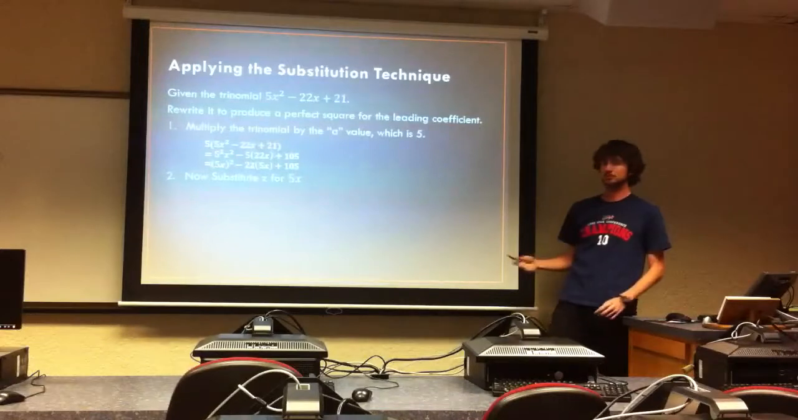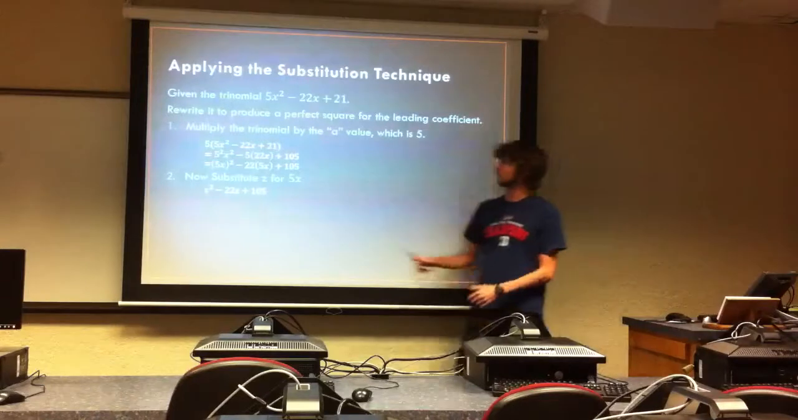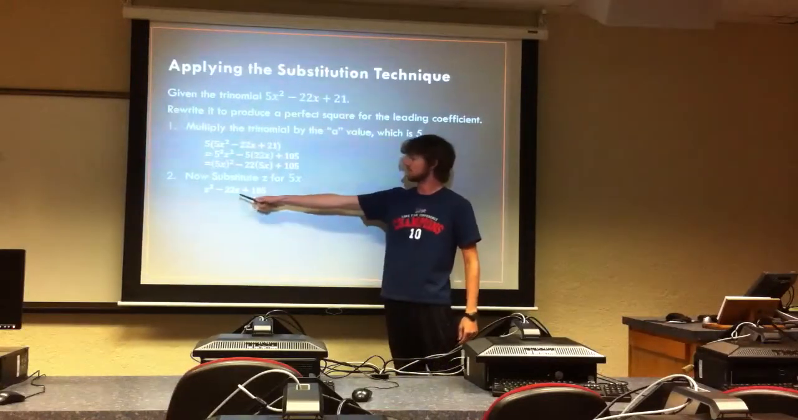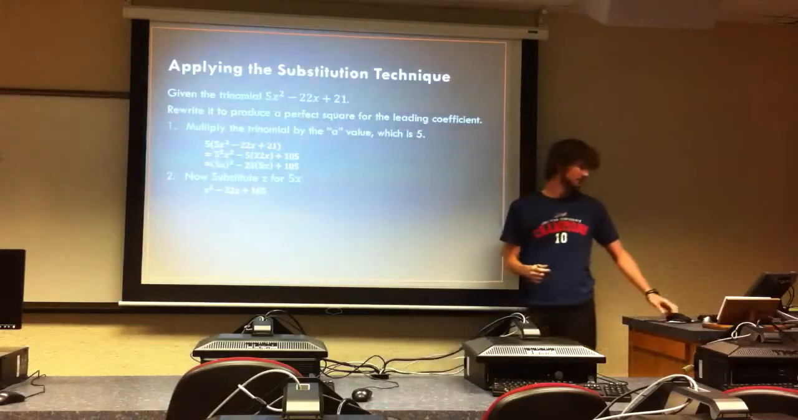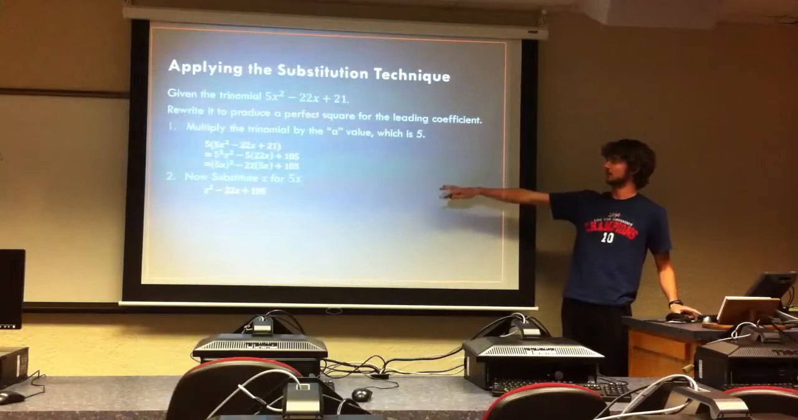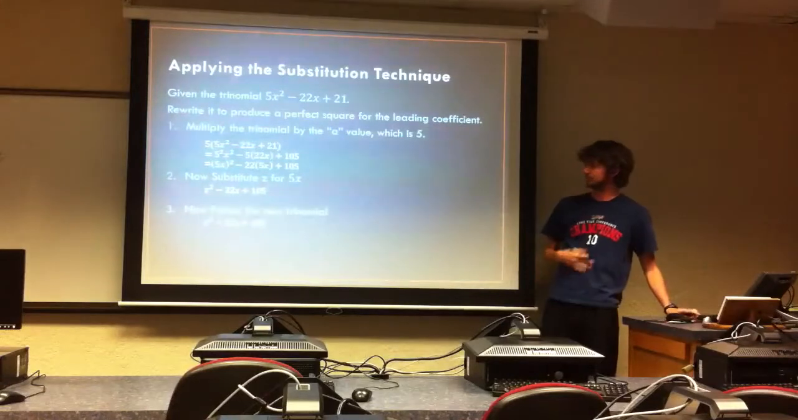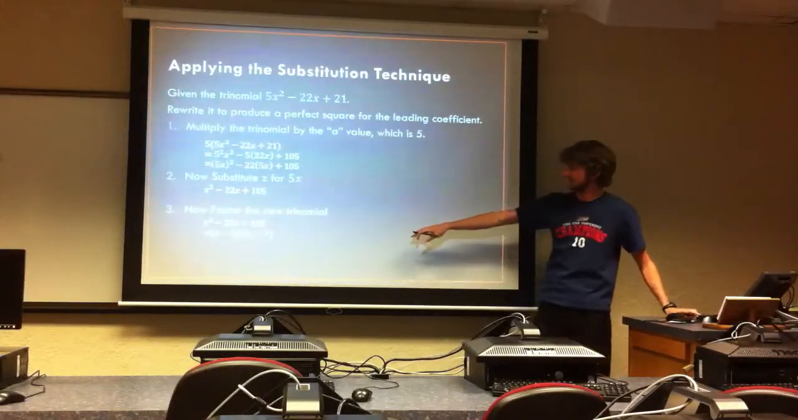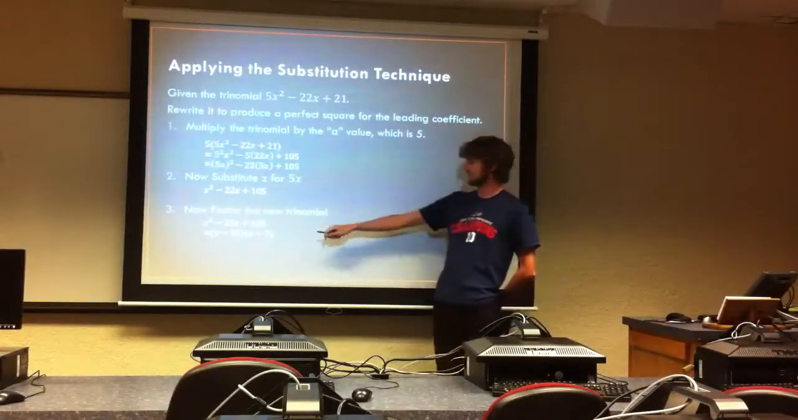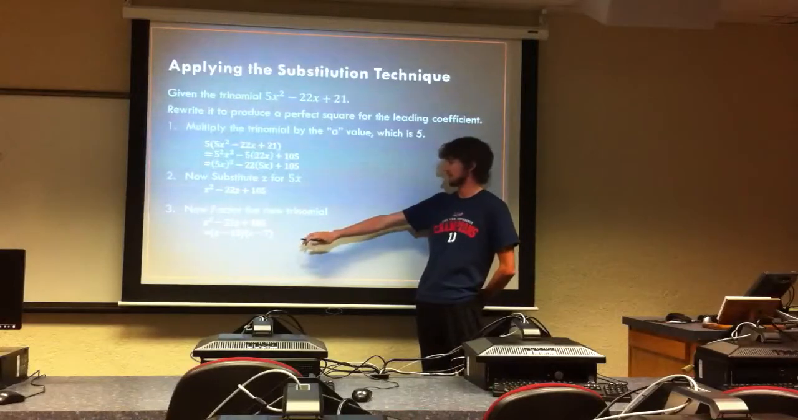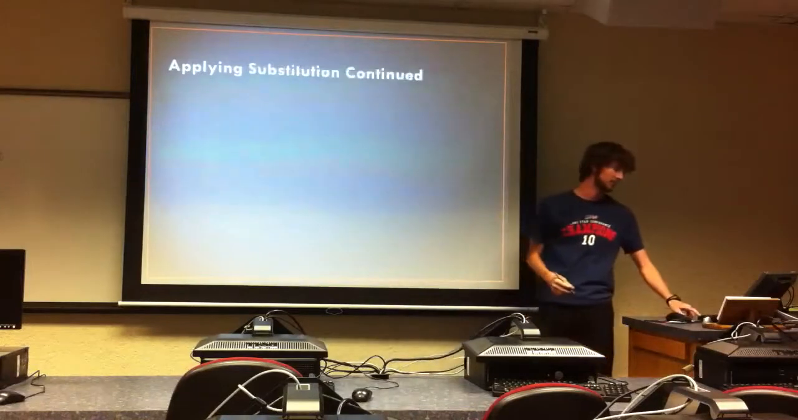Step 2, we're going to substitute z in for 5x. So now the trinomial will be z squared minus 22z plus 105, since we're substituting z in for that 5x. And this effectively reduces our trinomial to the form of x squared plus dx plus e. Now we're going to factor our new trinomial into this factored form, z minus 15 times z minus 7, where negative 15 and negative 7 multiplied together equal 105, and sum together is negative 22.